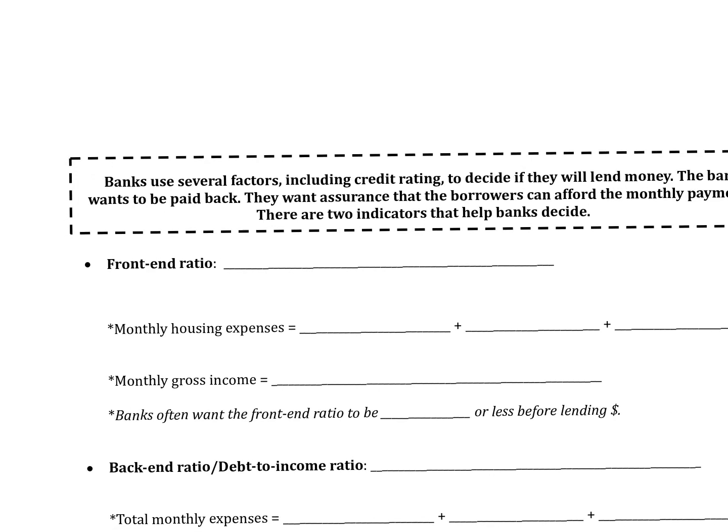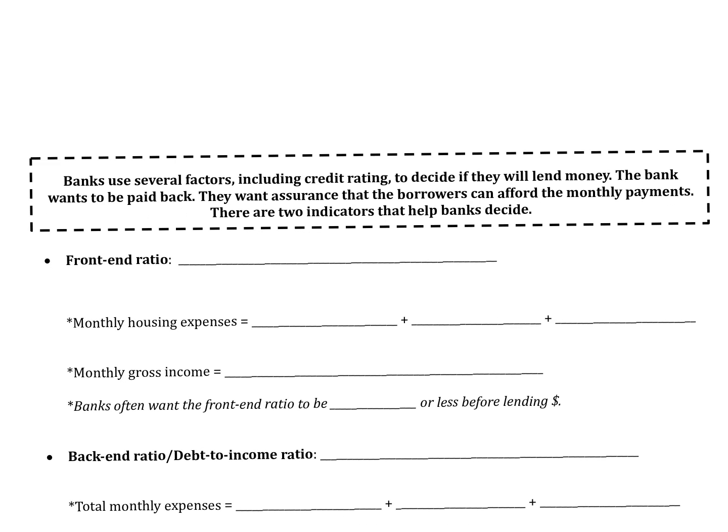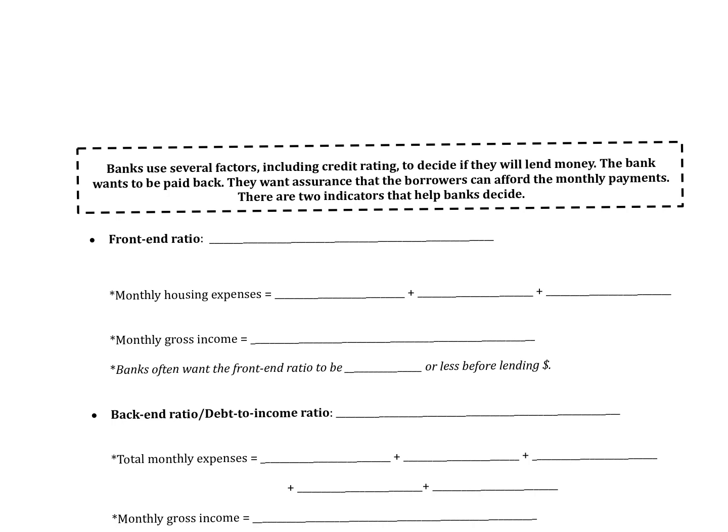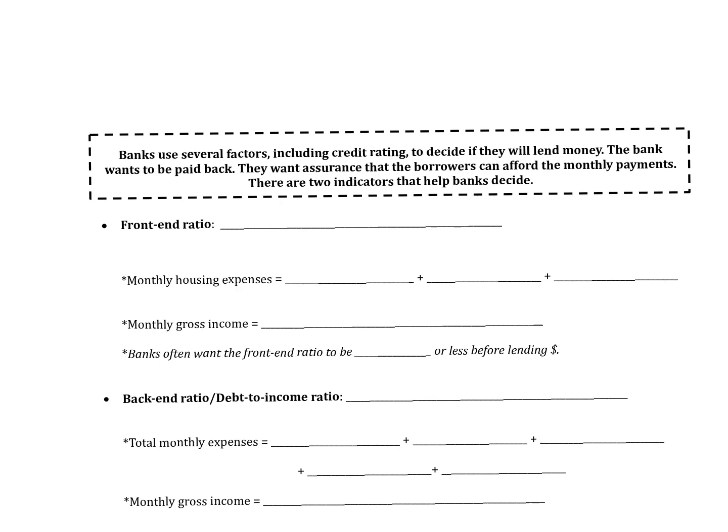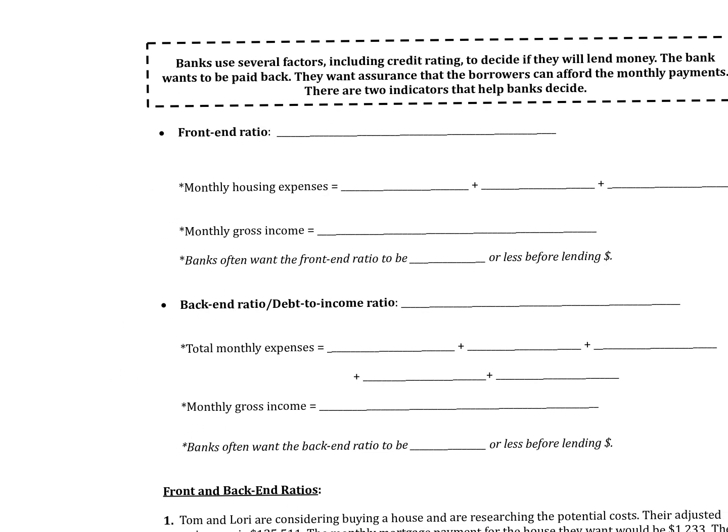So if you notice, it says banks use several factors, including credit rating, to decide if they will lend money. The bank wants to be paid back. They want assurance that the borrowers can afford the monthly payments. There are 2 indicators that help banks decide. So they use what's referred to as the front-end ratio and then the back-end ratio, which is also referred to as the debt-to-income ratio.